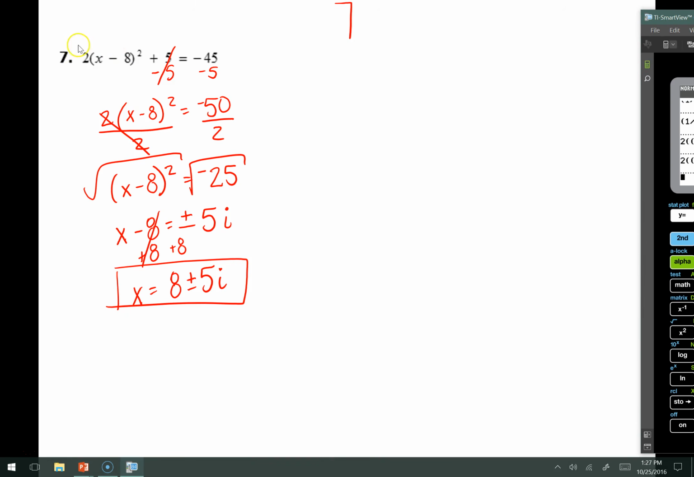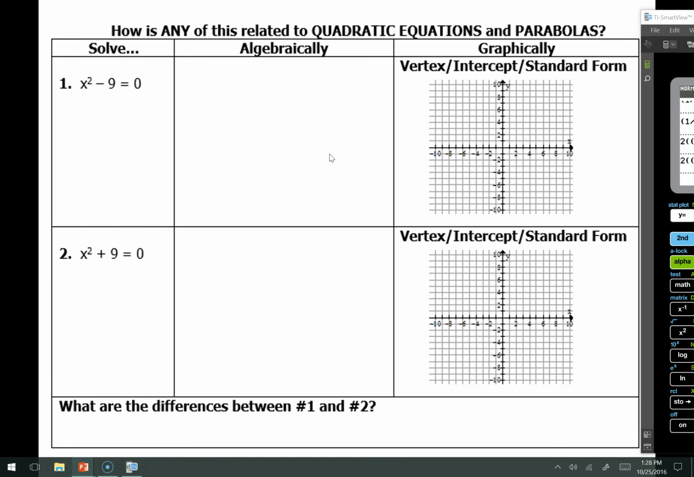Okay, so now you may be wondering, we're doing all of this algebra, we're solving for x, what does that have to do with all the graphing that we were doing in the first part of this chapter? So let's look at what that means when we are solving quadratic equations and parabolas versus when we are graphing quadratic equations and parabolas. So let's look at this first problem.